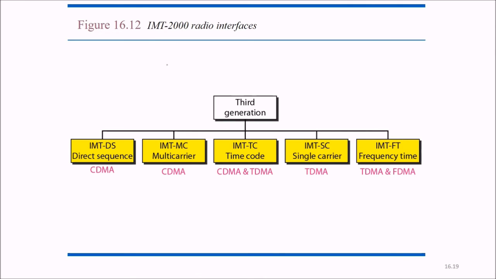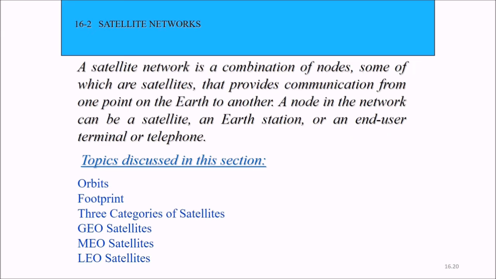The main goal of 3G cellular telephony is to provide universal personal communication. This is IMT 2000 radio interfaces, that is International Mobile Telecommunications 2000. There are various ones like IMT-DS, which uses CDMA; IMT-MC, multi-carrier CDMA; IMT-TC, time code, that is CDMA and TDMA; IMT-SC, single carrier TDMA; and IMT-FT, frequency time, that is TDMA and FDMA.